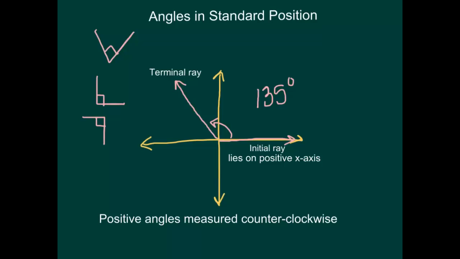Notice that positive angles are measured counterclockwise. So with these rules for sketching an angle in standard position, if I said sketch a 90-degree angle, everyone would have the same picture on their paper. Initial ray on the positive x-axis, if it's a positive angle, measuring it counterclockwise, and then we can see wherever our terminal ray would fall.